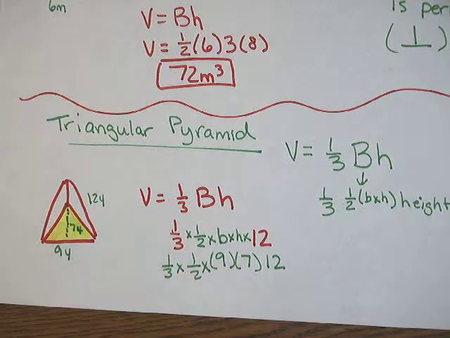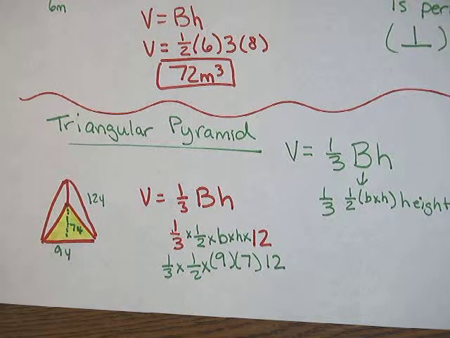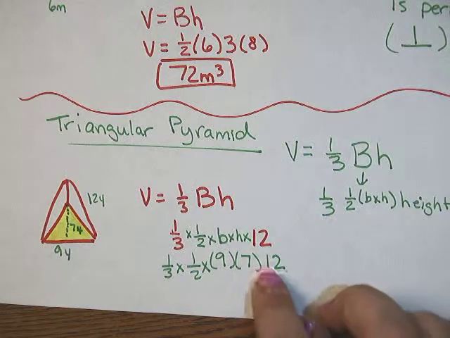Why is it 1/2? Because this is a triangle. This is the formula for a triangle. So the 1/2 is because it's a triangle. The 1/3 is because it's a pyramid. The 1/2 is because the base is a triangle. So go ahead and multiply that for me real quick. Plug it in your calculator. 126 yards. Oh, wait, cubed.